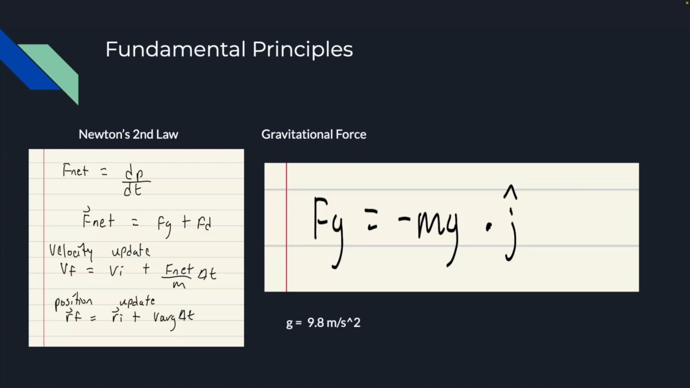The gravitational force on Earth formula will be used since the ball is falling towards the ground. The gravitational constant on Earth is 9.8 meters per second squared, and is represented as a lowercase g, shown here.